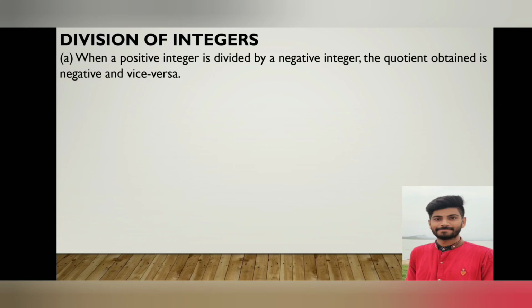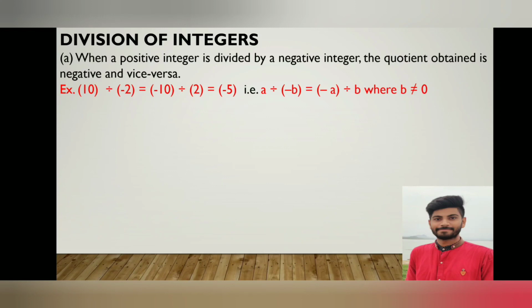This is the same as multiplication. If both have different signs, then our answer will be negative. For example, 10 divided by minus 2, or you can divide minus 10 by 2, we will always get minus 5. So we can say a divided by minus b is equal to minus a divided by b, where b is not equal to 0. b should not be 0, otherwise it is not defined. Any integer or any number cannot be divided by 0. It is not defined.